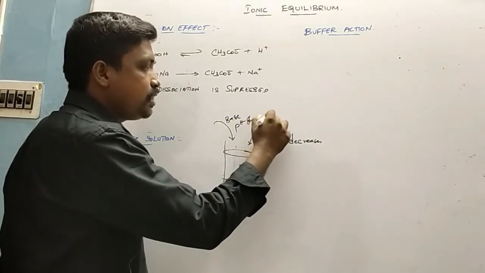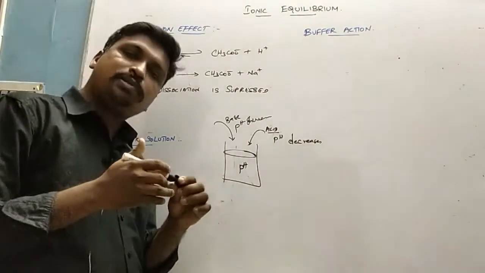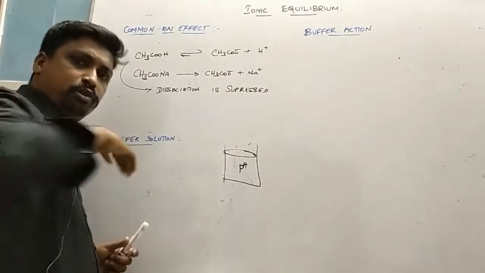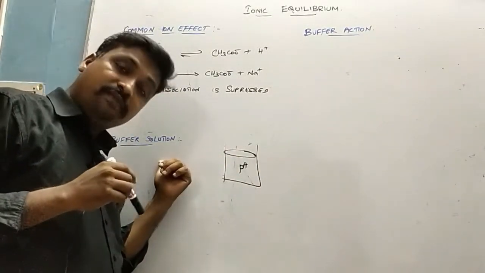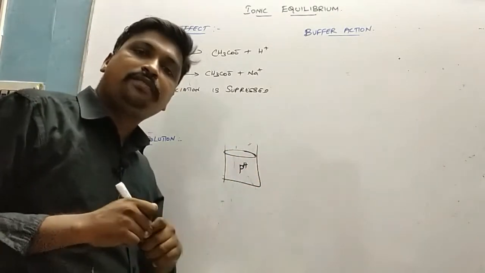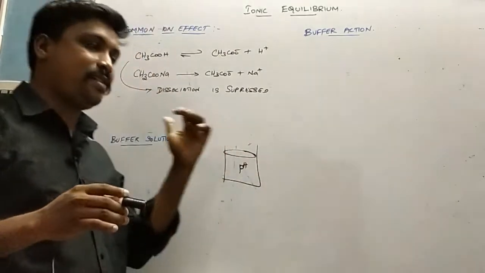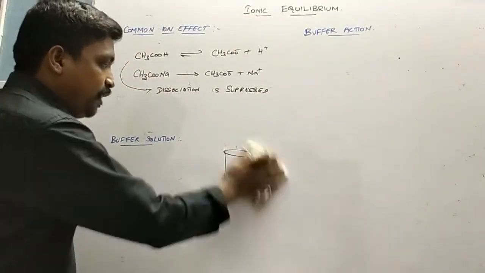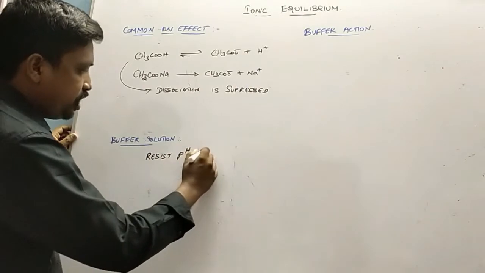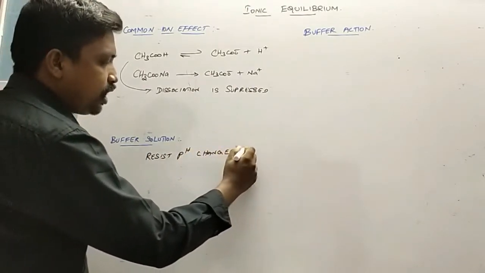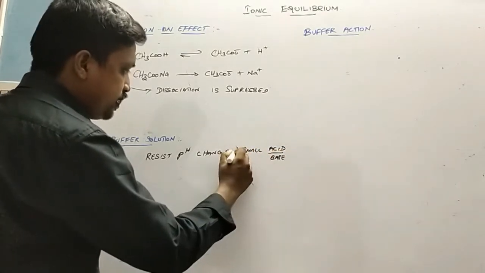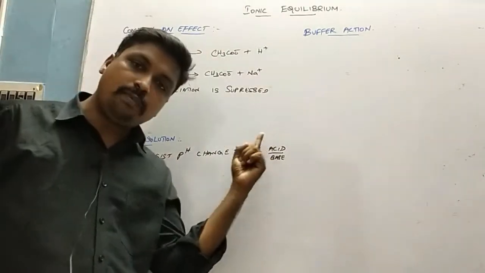pH increases. Very good. We have discussed those things earlier itself, in previous videos, right? But a buffer solution is one in which when we are adding a small amount of acid or base, the pH will not change. Those solutions are called buffer solutions. So buffer solutions resist pH change upon addition of a small amount of acid or base. So they resist pH change when they are mixed with a small amount of acid or base.